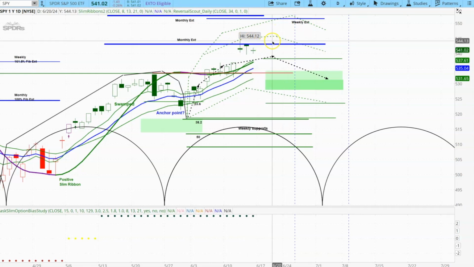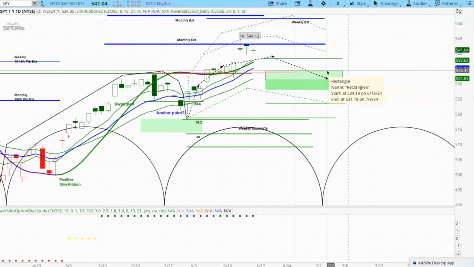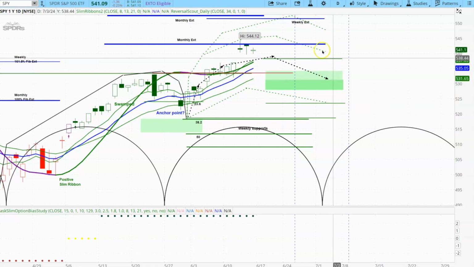So this is that area that we think is going to be very difficult to move up through. And this is a corrective period in here that we think will bring it down into kind of this middle support area. So this support right over there is around 534. This is at around 531.